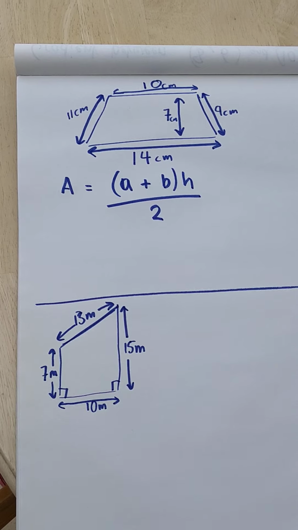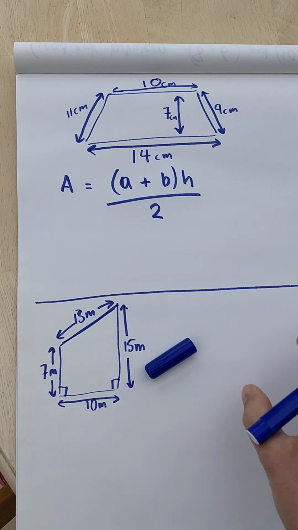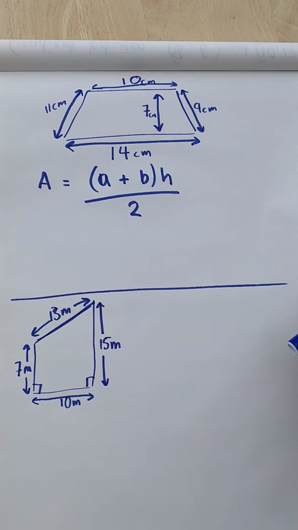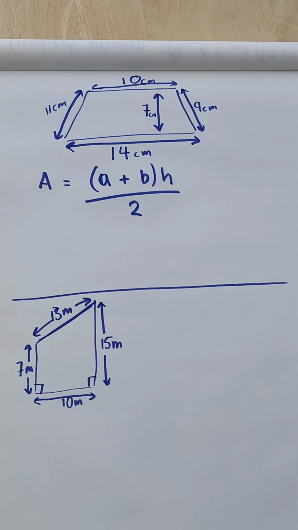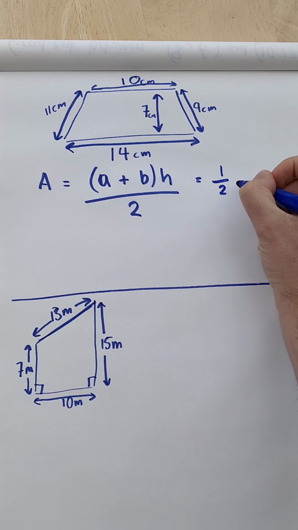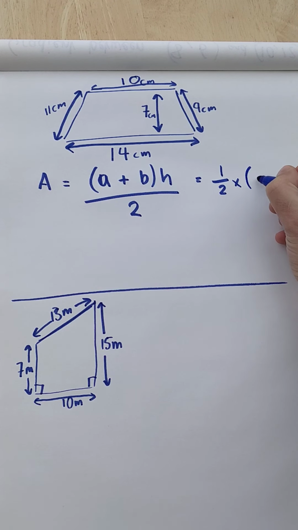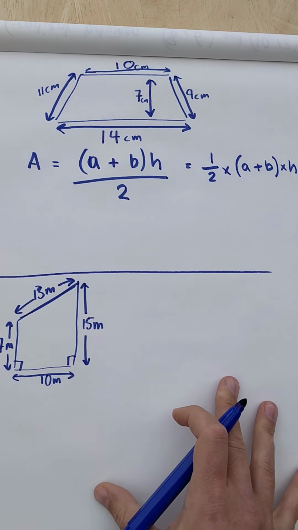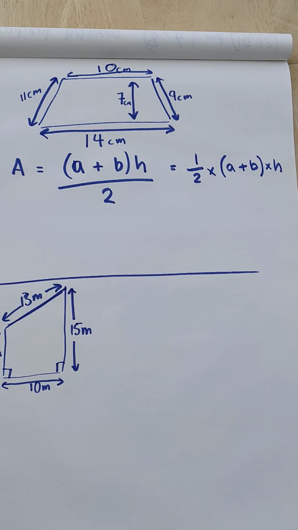So (A plus B) times H over 2. Or you might also see it as half times (A plus B) times H. Both mean the exact same thing.